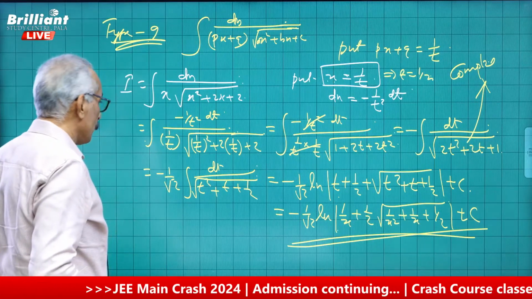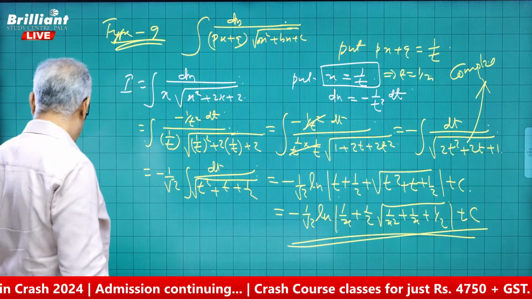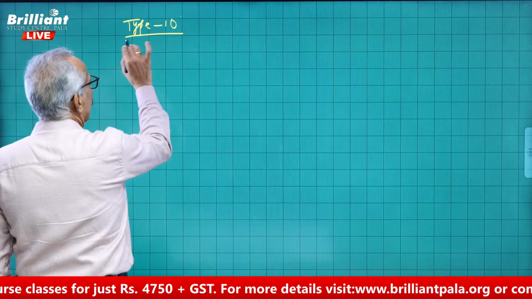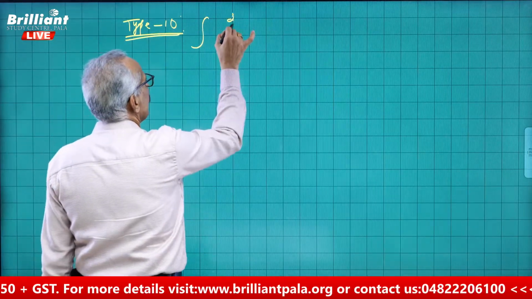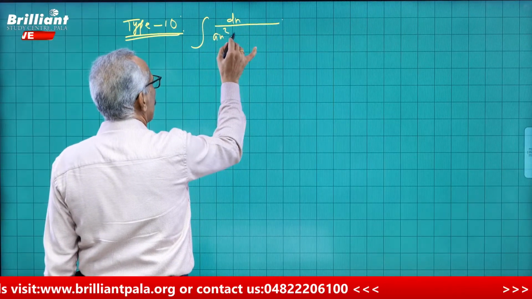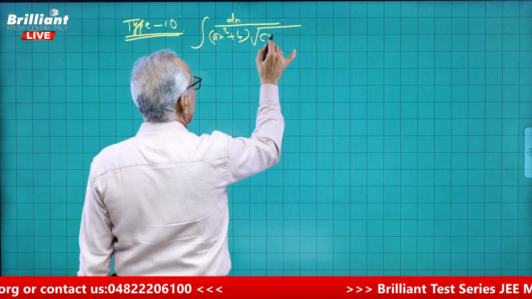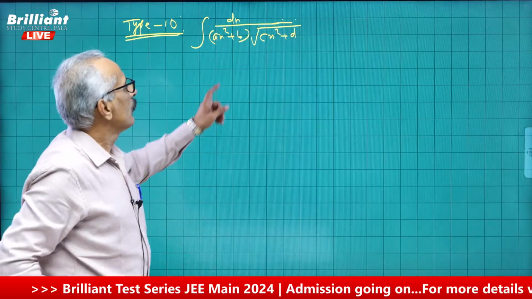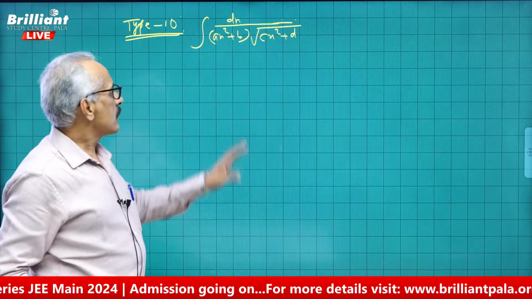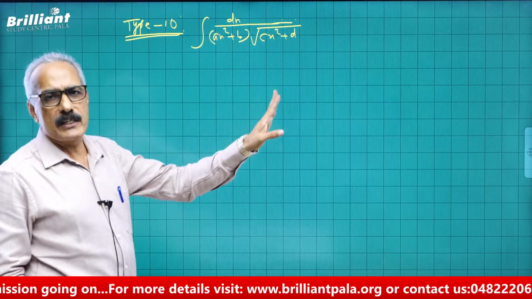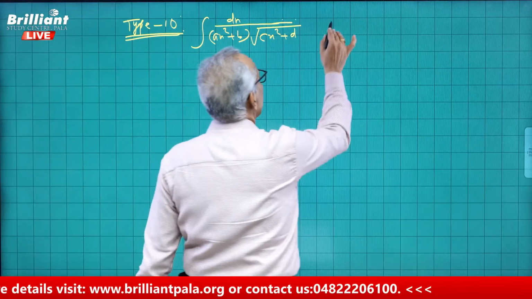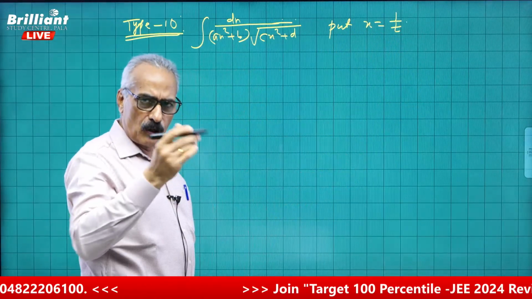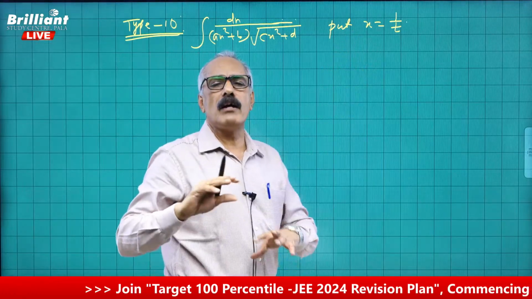Now, we move on to the next type, type number 10. That is integral dx divided by ax square plus b into root over cx square plus d. That is 1 divided by a second degree without first degree term, into the root of a similar one, but no first degree term present. Here the method is put x is equal to 1 by t. In the previous type, the first degree was put equal to 1 by t, and here x is equal to 1 by t.